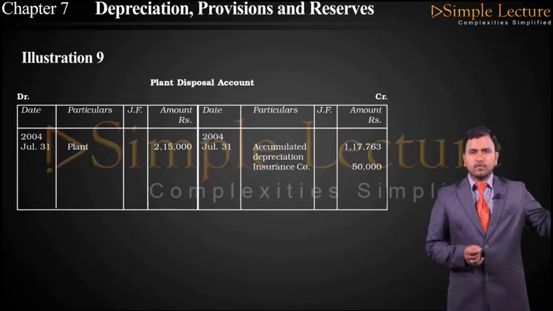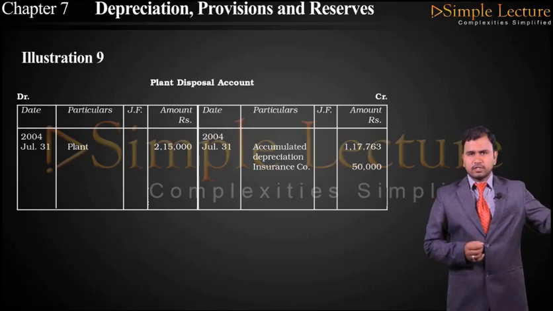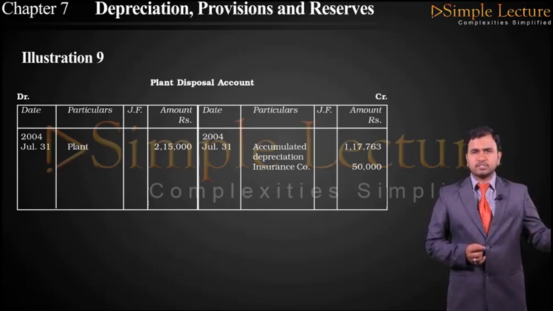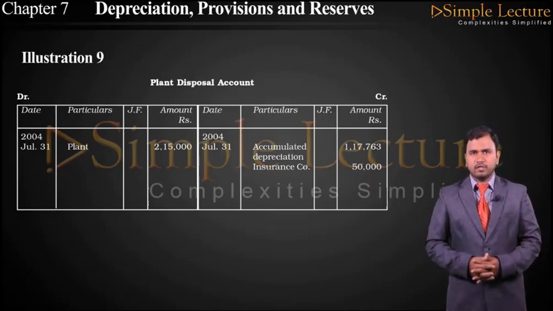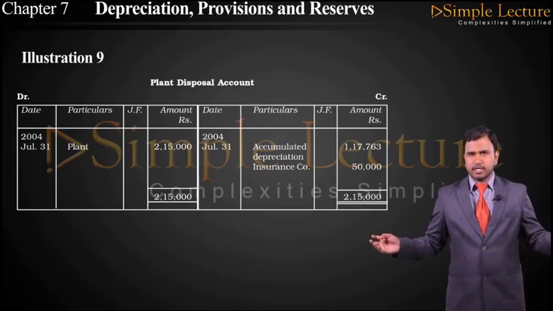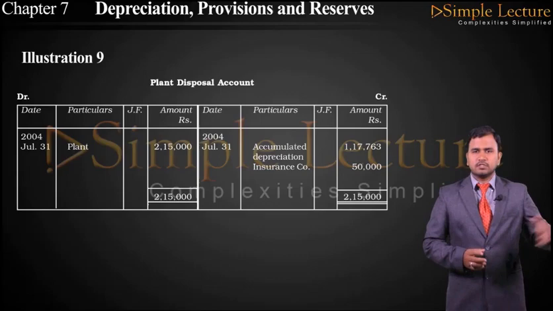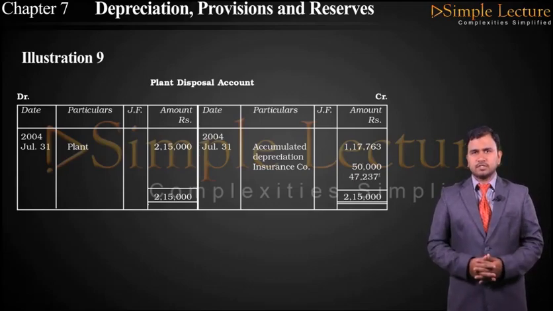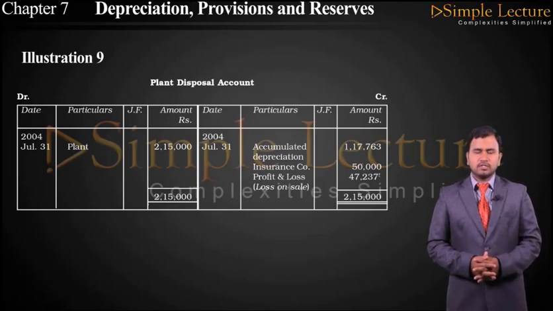So here, what is the value of the asset? It is 2,15,000, and the accumulated depreciation plus the insurance claim we have received is less than the asset value, so the difference will be a loss. Let us see what the difference is here. 2,15,000 in the debit side, same total we are going to take in the credit side, 2,15,000 minus 1,17,763 and 50,000. So the difference will be 47,237, which will be profit and loss, in brackets, loss on sale of asset.